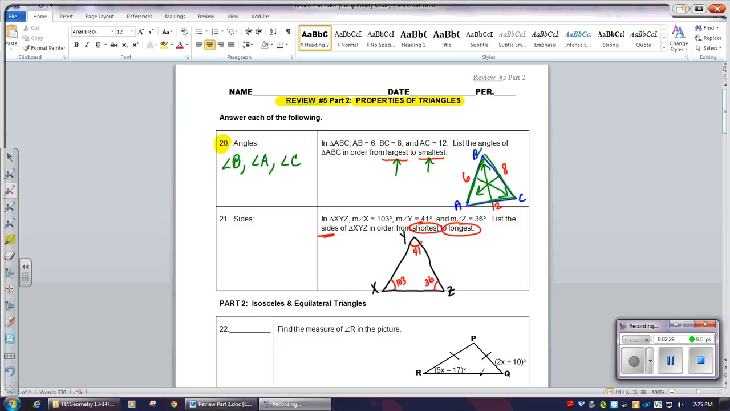Well, just like we did the smallest side, across from the smallest angle will be the shortest side. So the smallest angle is 36. It's this one. Across from it is side XY. Be sure to put a bar up across it for your correct labeling. The next smallest angle is 41. So what side is across from it? Draw your arrow. It's side XZ. And finally, the largest angle, if you go across, will be the longest side, which is YZ. And I have listed them in order from shortest to longest.